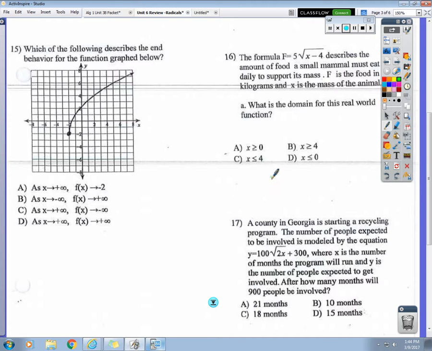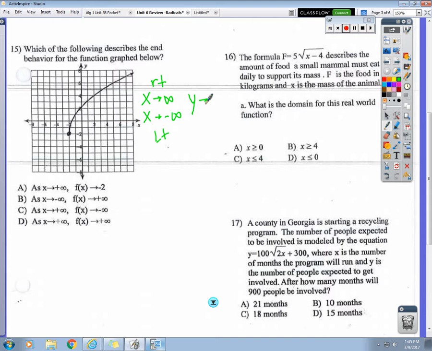Number 15. Which of the following describes the end behavior for the function graph below? When we do end behavior, it's always x approaches infinity, x approaches negative infinity. What does x approaches infinity mean? X is only left or right. So this would mean right, correct? And then this one means left. Okay, x only goes left or right, so the positive would mean right, the negative one would mean left.